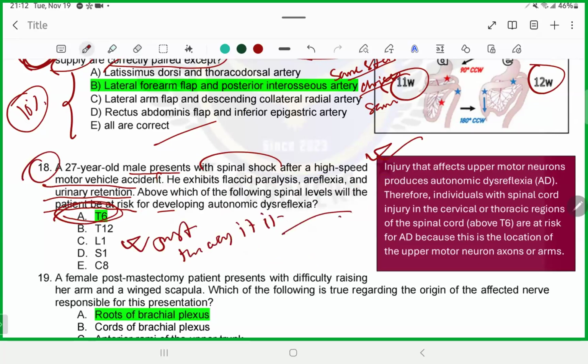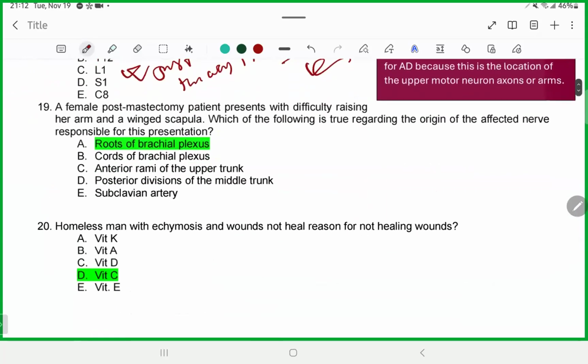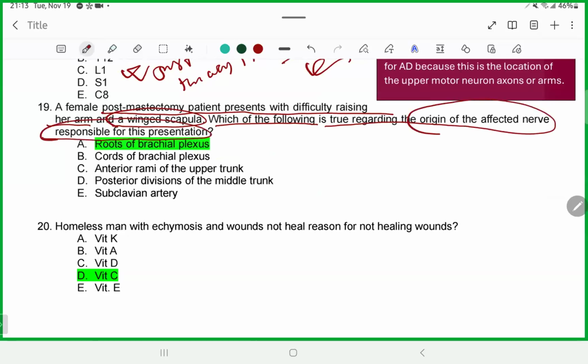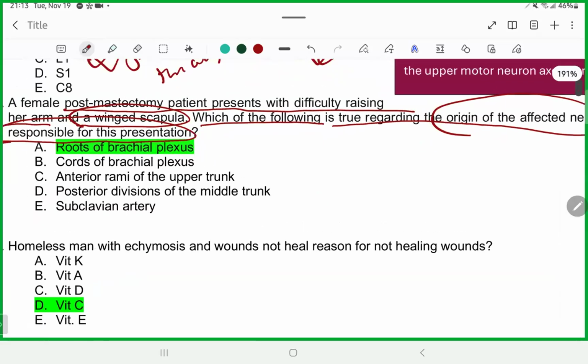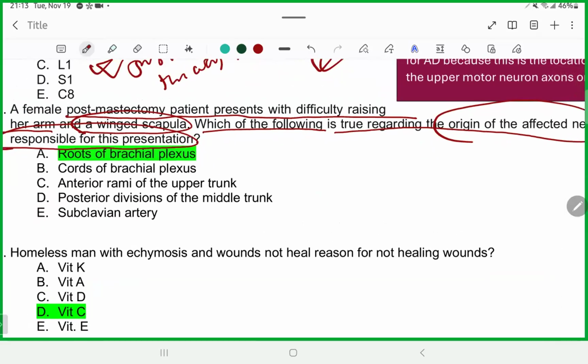If they give this question, they will give it with the same stem, same choices. Then, a female post mastectomy patient presented with difficulty raising her arm and a winged scapula. Which of the following is true regarding the origin of the affected nerve responsible for this presentation? Guys, this should be our long thoracic nerve.